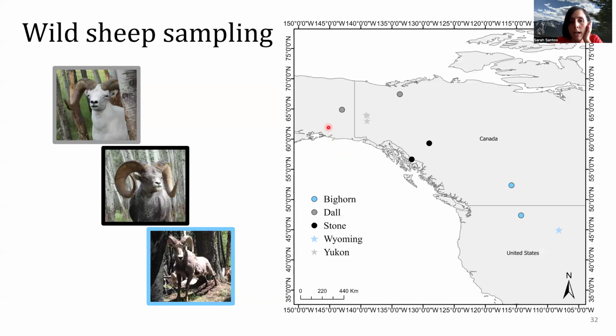Here again, we had contemporary samples, so Dall sheep here in Alaska and the Northwest Territories, and then we have stone sheep in British Columbia, and we have bighorn sheep in Alberta, Canada, and then also Montana in the US. And our fossil samples were from the Yukon, 3 of them, and 1 from Wyoming.